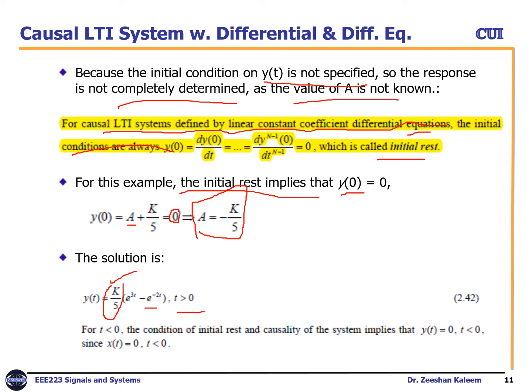For t less than 0, the condition of initial rest and the causality of the system imply that y(t) equals 0 for t less than or equal to 0, since x(t) is equal to 0 for t less than 0. So this is our final solution of that equation for t greater than 0.